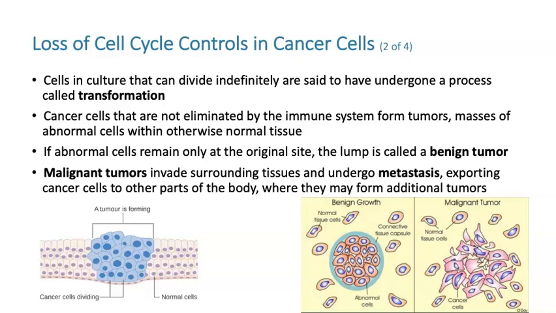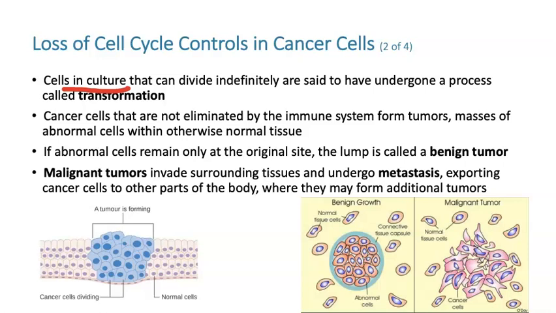In a lab, when we say cells in culture, we're talking about cells in a petri dish in the lab. If they can divide indefinitely, if they can divide forever and ever, we say that those cells have undergone a process called transformation. They've transformed from normal behavior into like the cancer werewolf behavior. It's full moon, they've transformed, right? They're not the same cells.